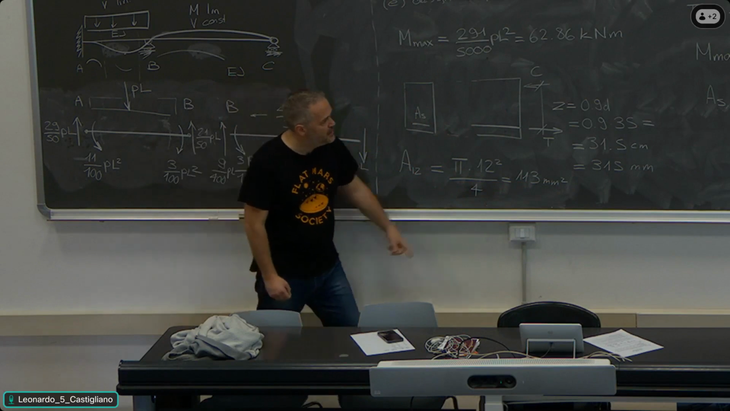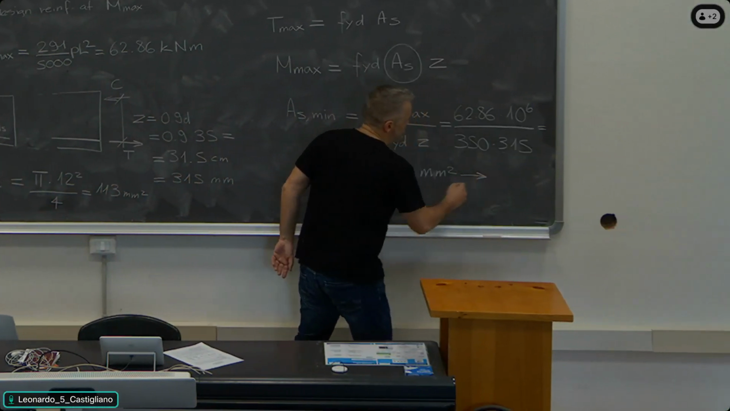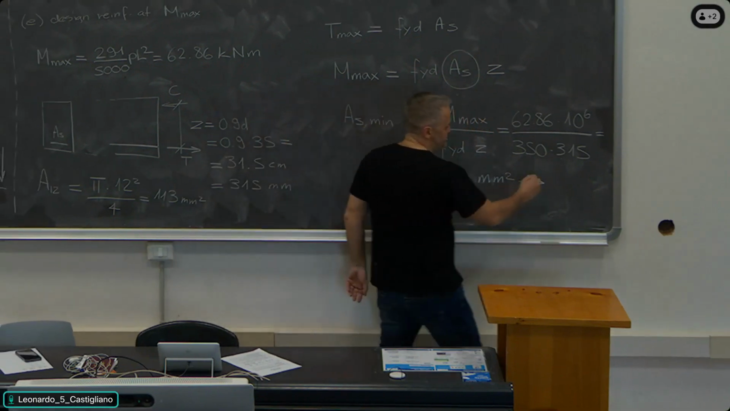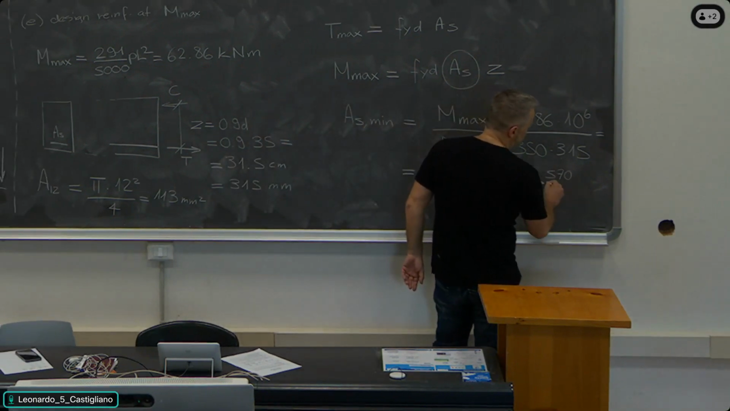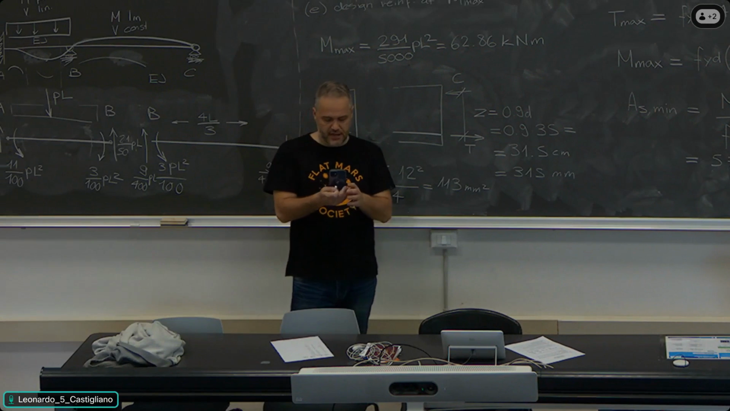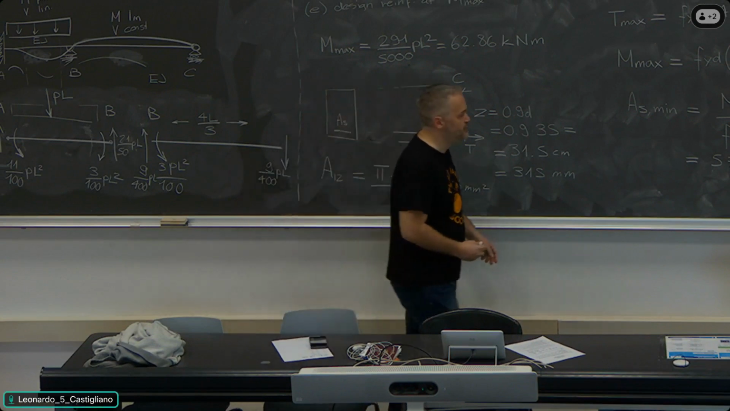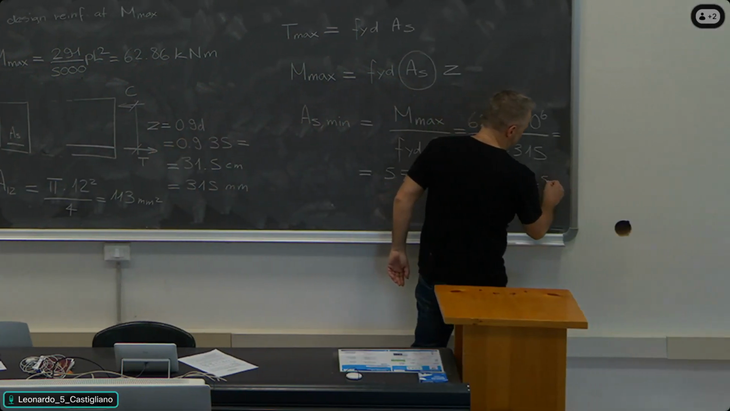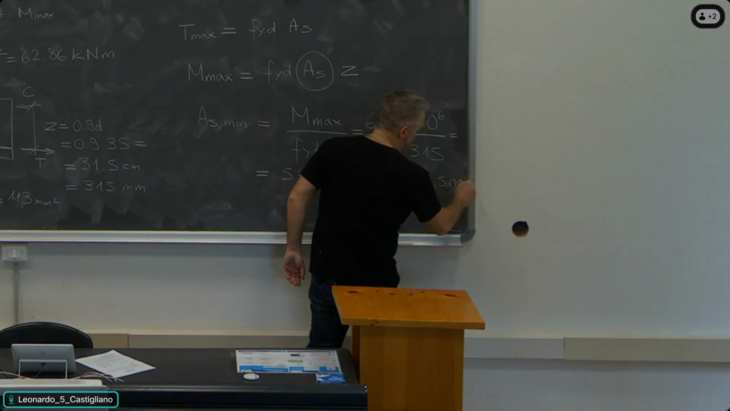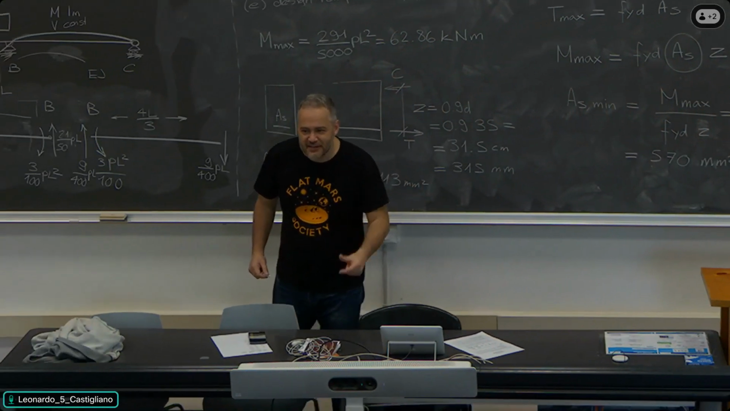So this corresponds to 570 divided by 113 equal to, somebody do the math for me and check what I'm writing. 5.04. Bad luck. Just beyond 5.